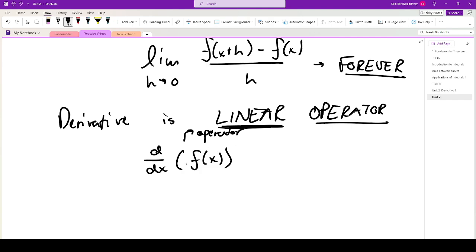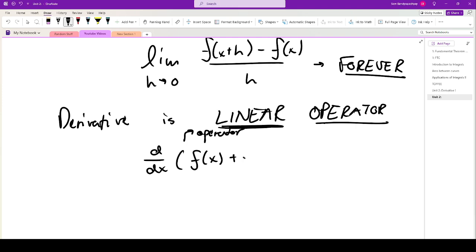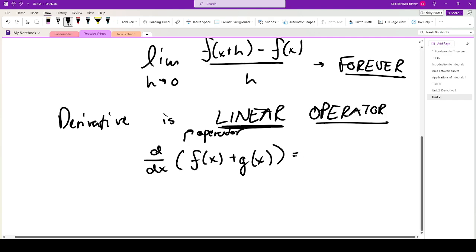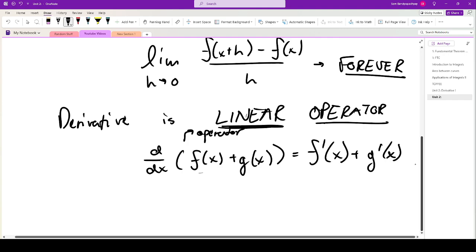Now, what does linear mean? If you take the derivative of, say, the sum of two functions, f of x plus another function, g of x, and this could also be minus, it being a linear operator means that the derivative is just going to be the sum of the derivatives. In other words, the derivative of the sum is the sum of the derivatives. On the other side, if this was a negative, the derivative of the difference is the difference of the derivatives.